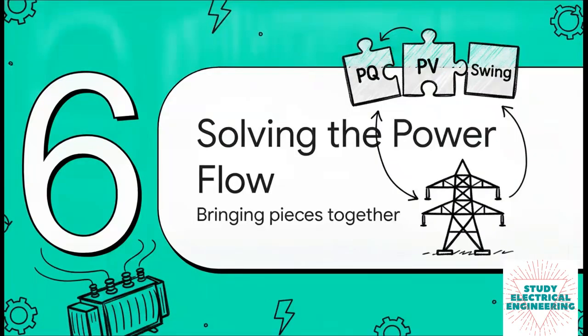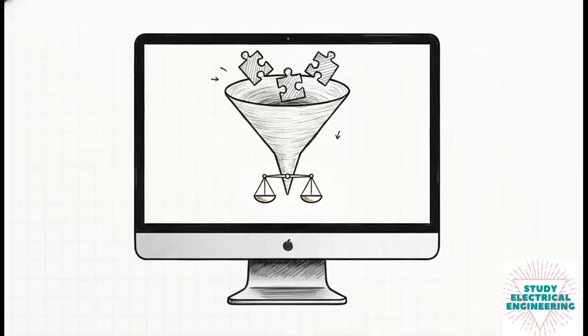Section 6. Solving the power flow. Let's bring all these pieces together. By locking in our knowns and unknowns across the PQ, PV, and swing buses, we formulate our system equations. But since we know power rather than current, we end up with a massive, gnarly system of complex, nonlinear algebraic equations. You're definitely not solving these on the back of a napkin. You have to unleash iterative computer algorithms.